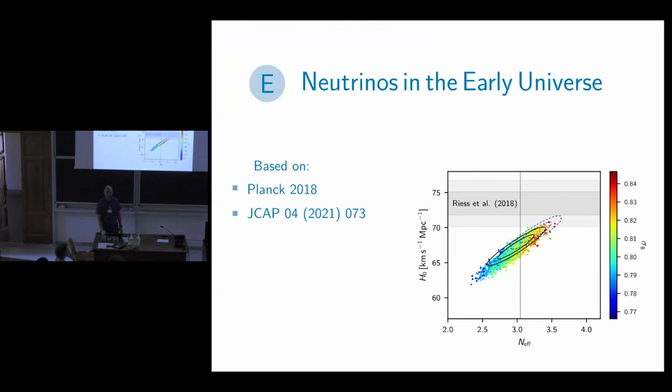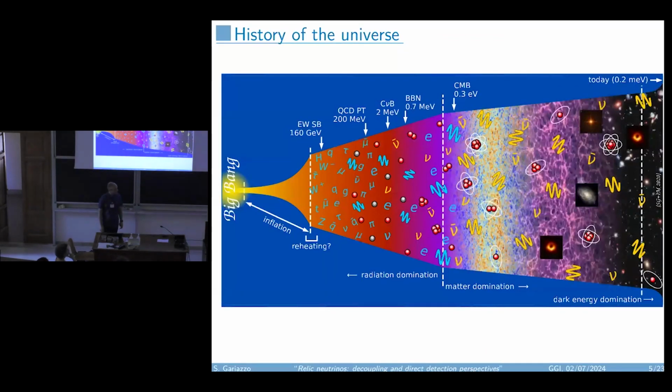Let's talk about neutrinos in the early universe. This picture shows more or less a complete explanation of what we call the standard cosmological model. The Big Bang is the initial state of the universe when the plasma was very dense and very hot, then the expansion started. We have an initial phase called inflation, where the expansion is exponential. Inflation ends at some point, which is called the reheating, which will be discussed in the next talk.